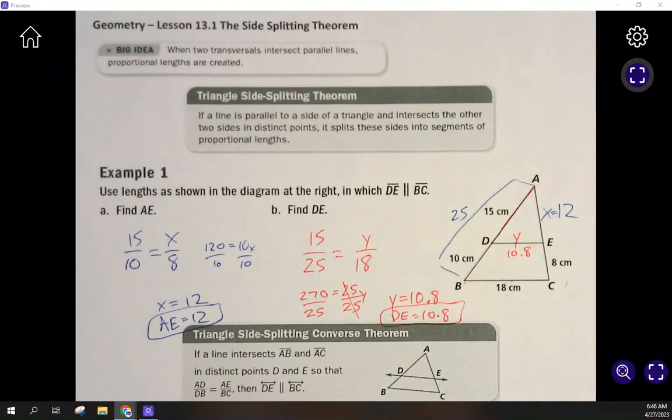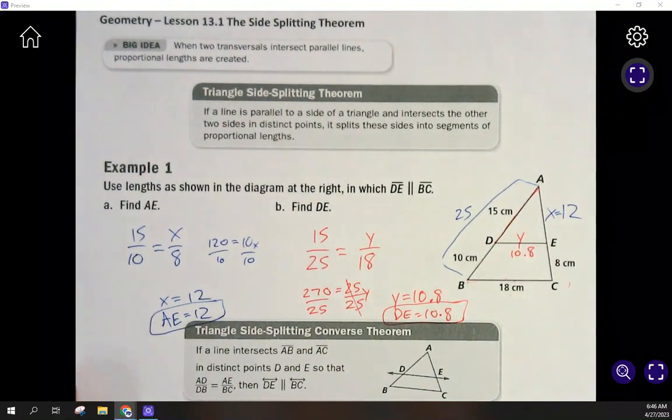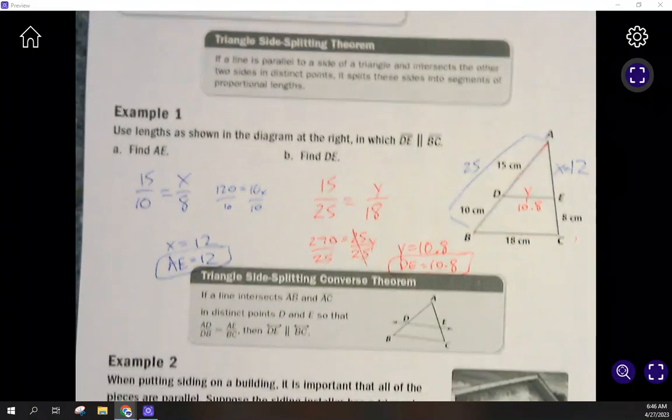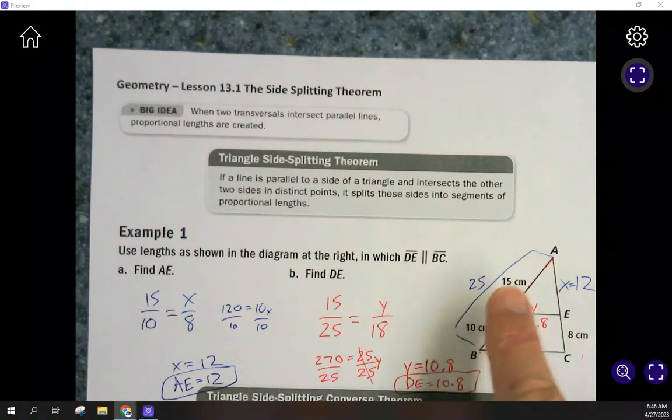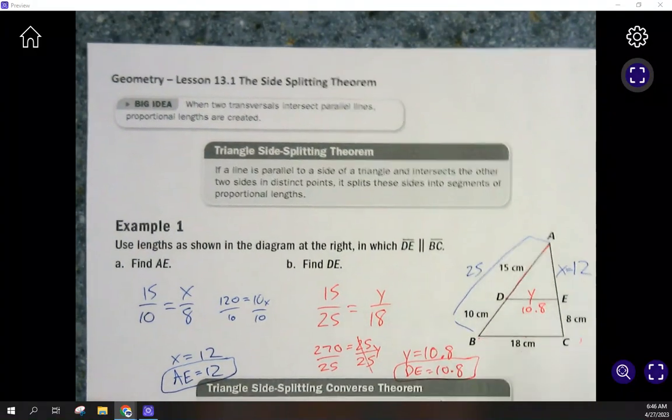All right, so lots of setting up proportions here, cross multiplying. The math's not difficult. We just got to make sure we're grabbing the right things from the picture. So the converse of this is true. Remember, converse means you kind of switch the order that we're saying this. So here we said, if these are parallel, then these are proportional.